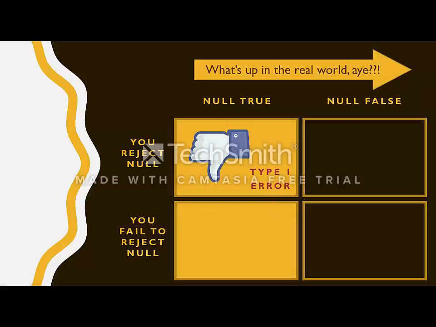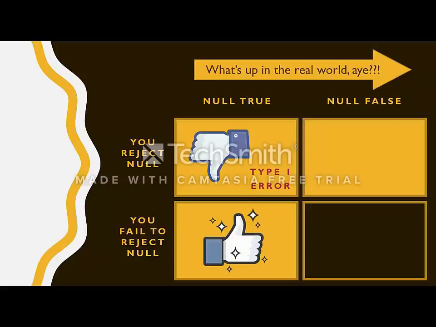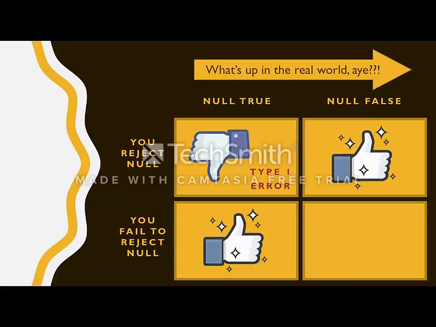Let's move on to the next quadrant. If you fail to reject the null and the null is true, that's correct. It's the same vice versa. If you reject the null and it's false, that's correct. However, if you do not reject the null, but it happens to be false in the real world, you just committed a type 2 beta error.